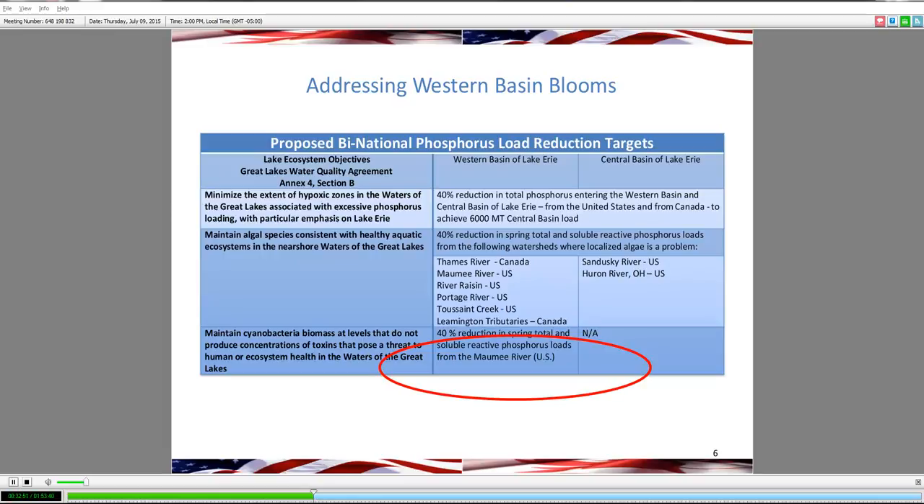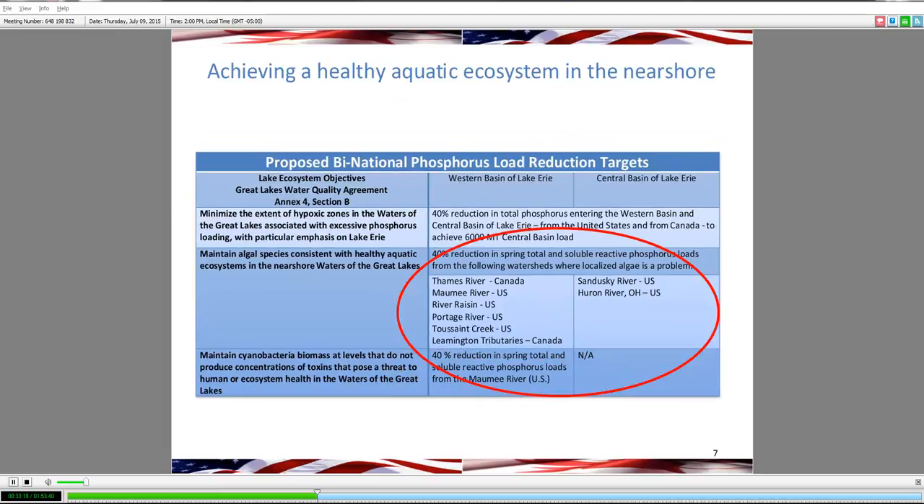So next I want to focus on our nearshore. We are using the Maumee as a surrogate, and we think that what's happening in these watersheds is similar to what's happening in the Maumee, and so we are also recommending a 40% reduction in spring loads for both soluble reactive and total phosphorus. The priority watersheds were picked based on where we did observe some localized blooms, and this is a map that shows where those watersheds are.